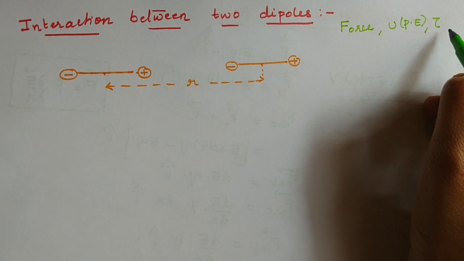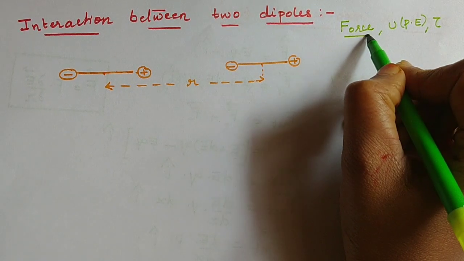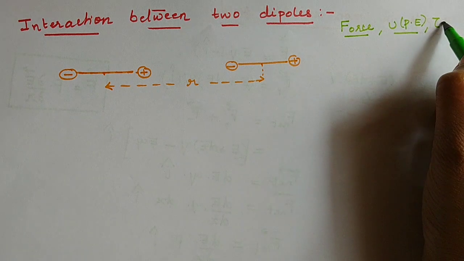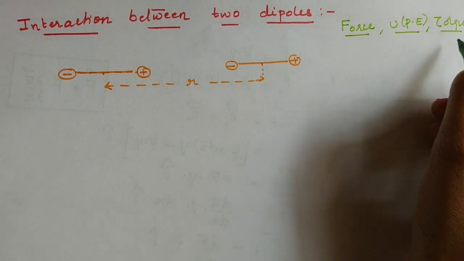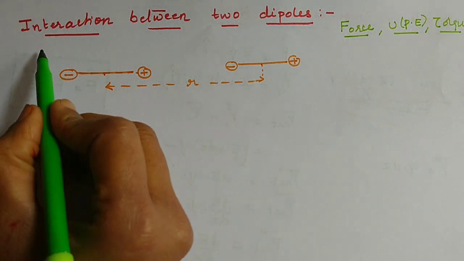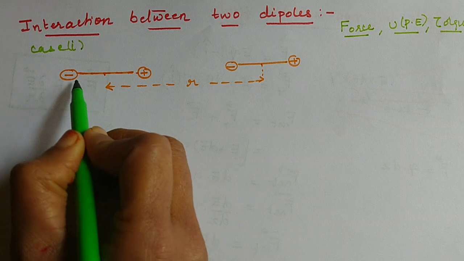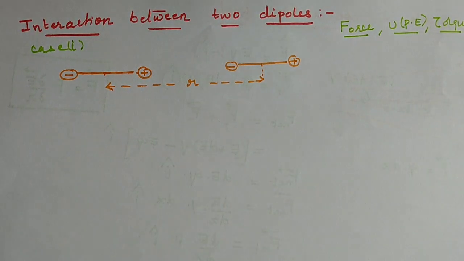I repeat, in interaction between dipoles, we are going to study three physical quantities. One is force, second is interaction energy or potential energy, and the third one is the torque. So here also we consider three different arrangements of dipoles. The first arrangement, that is case 1, where the two dipoles are placed along the x-axis such that their dipole moments are in the same direction.